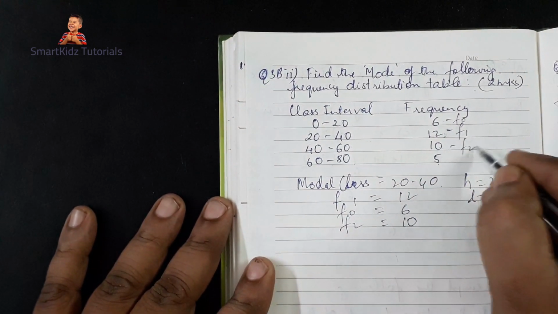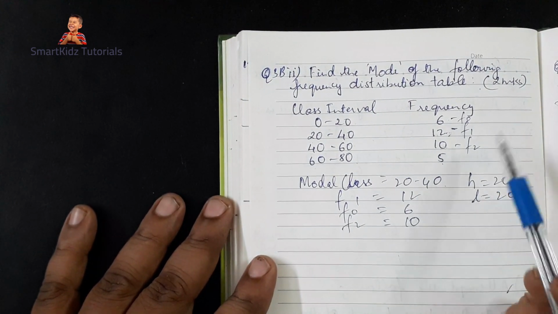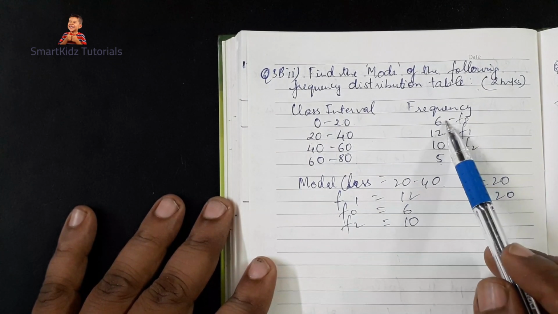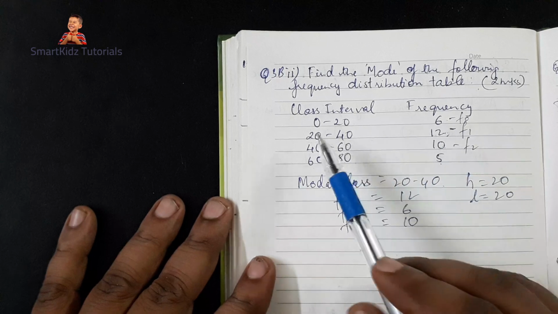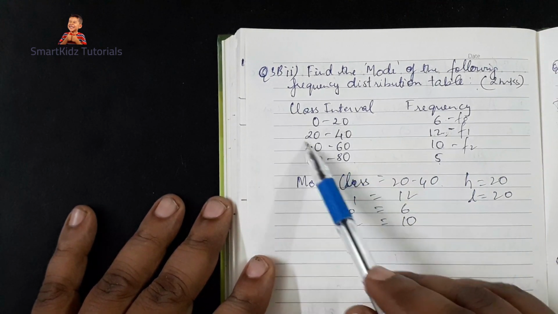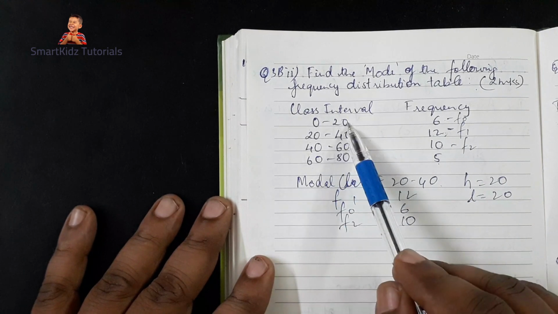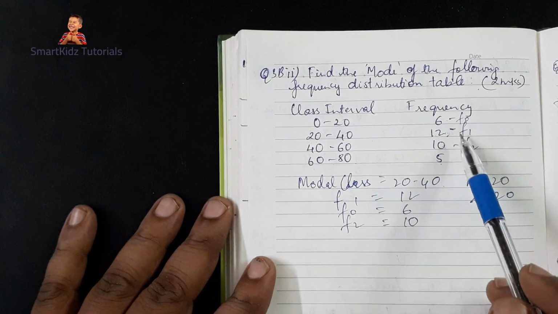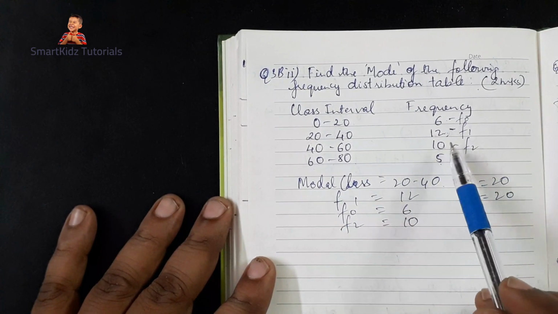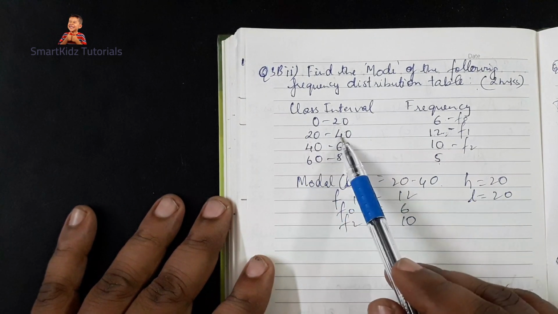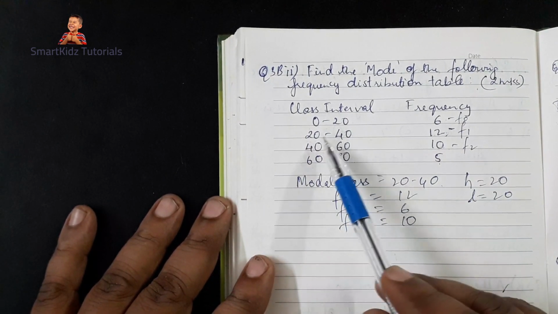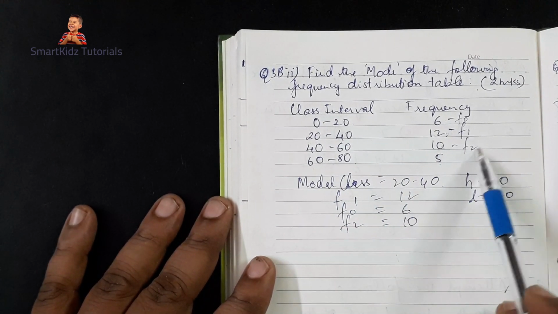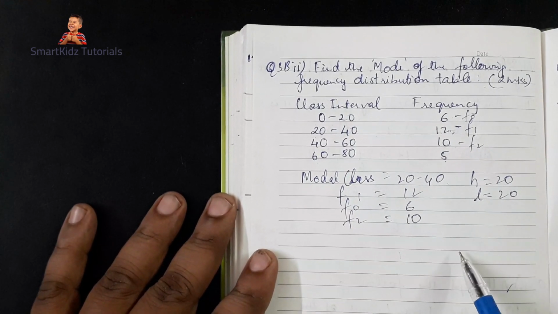So this is F2, I'll write over here. So F0, F1, F2, for those who aren't aware of it, F0, that is the frequency of the class preceding the modal class. So class preceding modal class is this one. That means it comes before the modal class. We look at that one's frequency. And this one is the frequency of the class succeeding the modal class, that means this one, which means the class interval coming after the modal class. We look at that frequency. That becomes F2. Okay. That's how we get it. Now let's write the formula to find out mode.